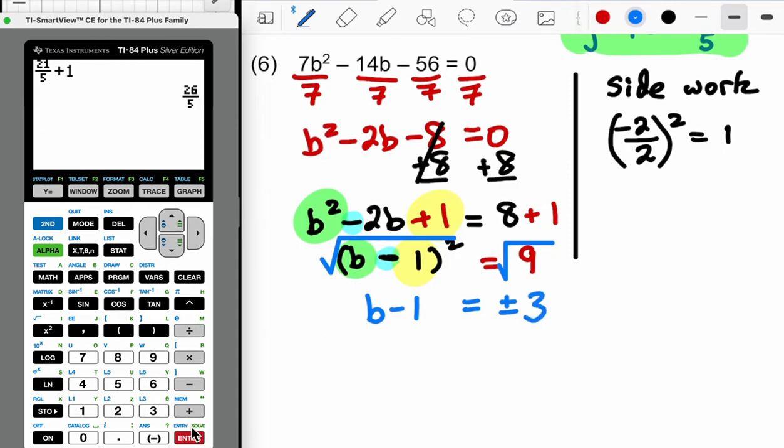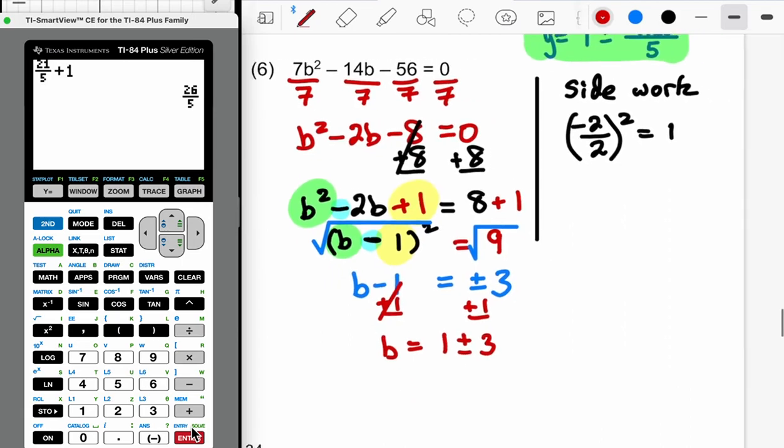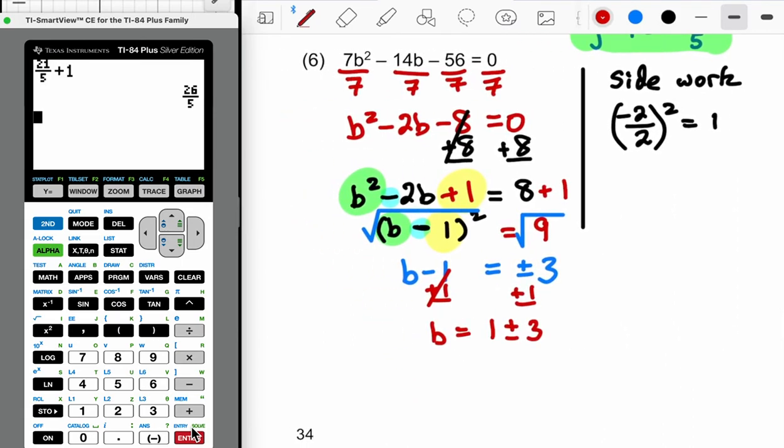Now this one's rational, so much easier. Add a 1 to both sides. We always put the plus or minus term after whatever number we're adding to both sides of the equation. So 1 plus or minus 3. The one thing about a rational case is that you do have to split up the equation and make two separate equations. All right, so we're looking at b is equal to 1 minus 3. B is equal to 1 plus 3.